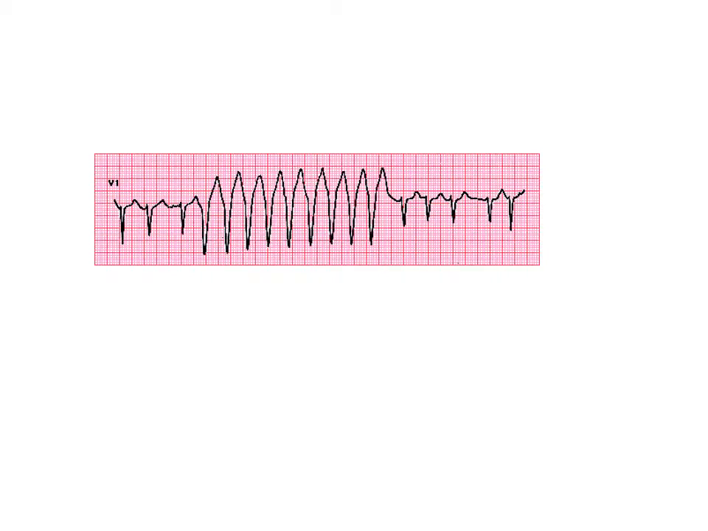So what could this be? Also think about the rate, from one R wave to the next. These R waves are a little off, but what's the rate? It's basically two big boxes. So 300 divided by 2 is what? 150. So it's tachycardic. And by the way, these are big wide QRSs, must be ventricular. It's ventricular tachycardia.